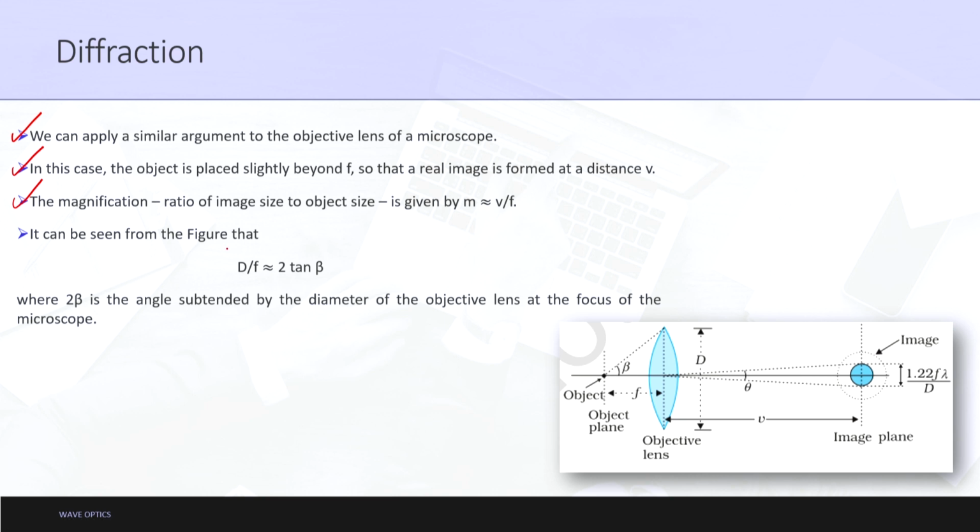It can be seen from the figure that capital D by f is approximately equal to 2 tan beta. So, how can we understand this concept here? As you can see here, if I just use mathematical calculations, tan beta is nothing but capital D by 2 upon f. Therefore, D by f is equal to 2 tan beta. And please make sure here it is an approximate equality, because we do not know the exact equality of it. Therefore, it is approximately equal to 2 tan beta, where 2 beta is the angle subtended by the diameter of the objective lens at the focus of the microscope. So, quite evident, this is that complete angle of 2 beta.